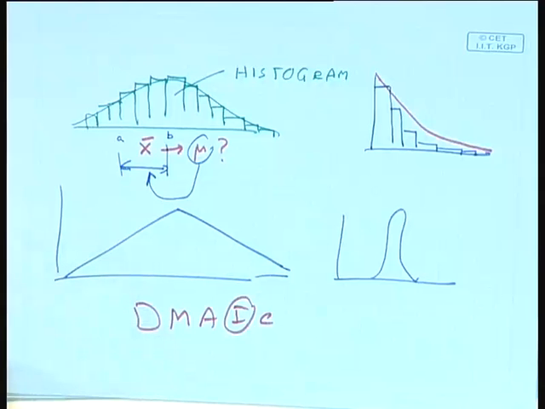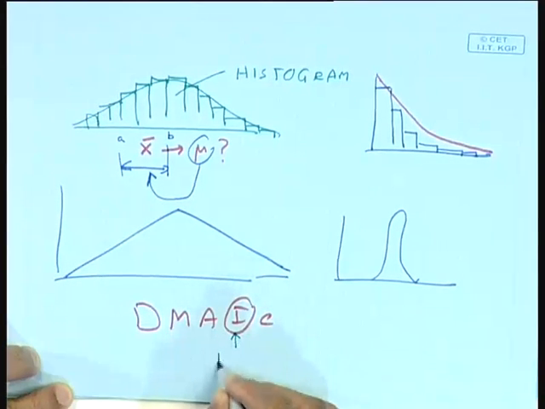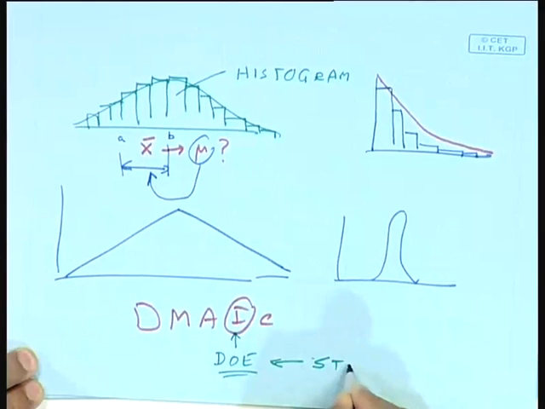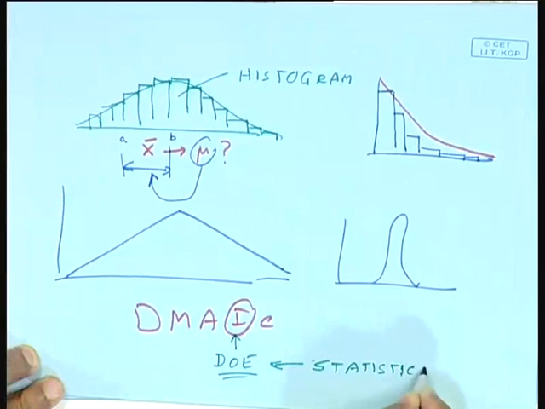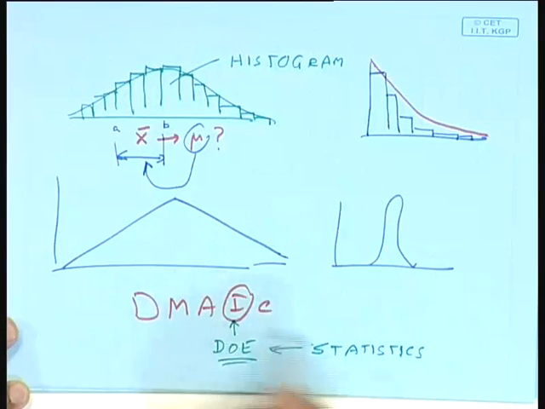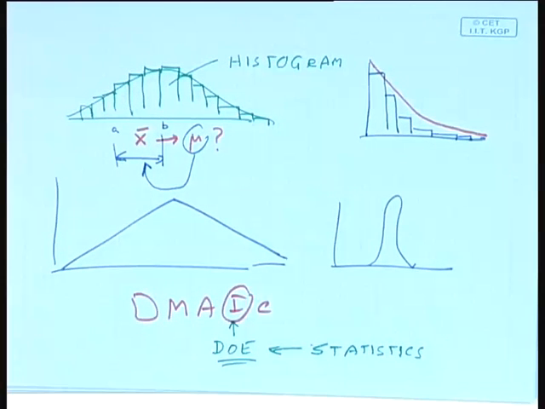It is the improvement step where I bring in statistics and probability. I actually bring in what we call design of experiments. So DOE is used right here, and DOE comes from statistics. Statistics gives us DOE. So if I'm trying to use the DMAIC framework, I'll not be able to escape statistics. I'll have to use it in one form or the other.